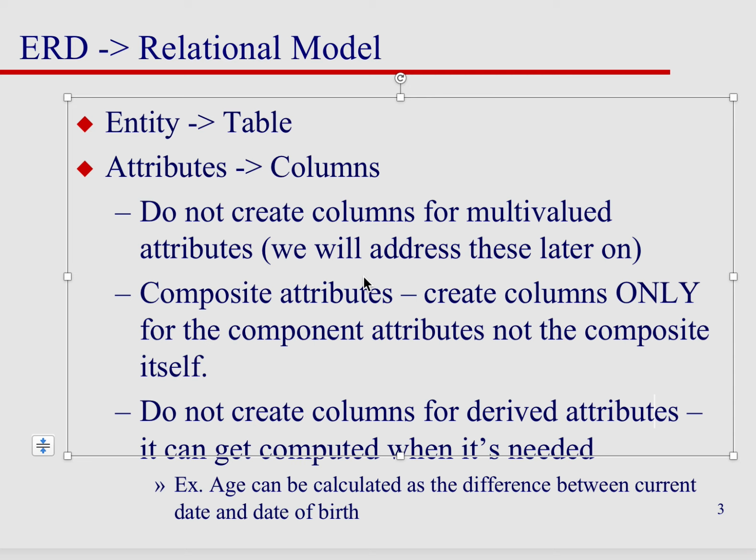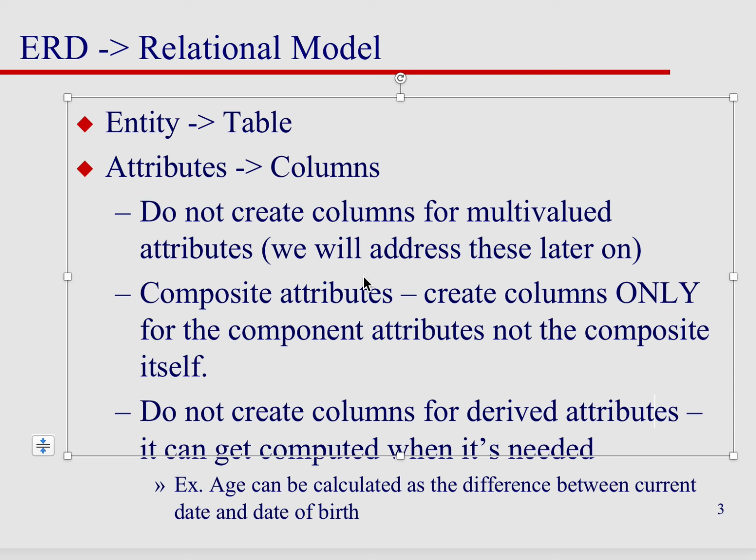The composite attributes, you create columns only for the component attributes, not the composite itself. So for example, if you have name and first name and last name, you'll just do the first name, last name. Do not create columns for derived attributes. It can get computed when it's needed.